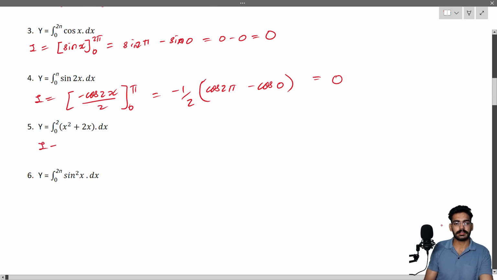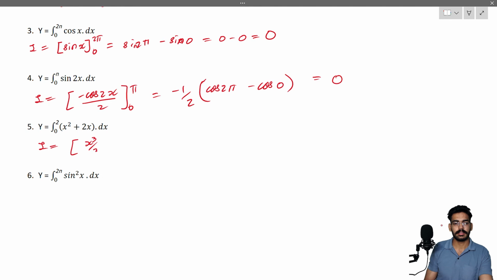Here I equals the integration: x square integration is x cube by 3, plus 2x, whose integration is x square by 2, where the 2 gets cancelled out, leaving x square, from 0 to 2.